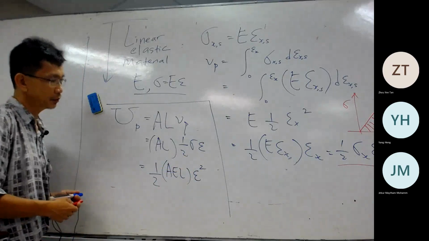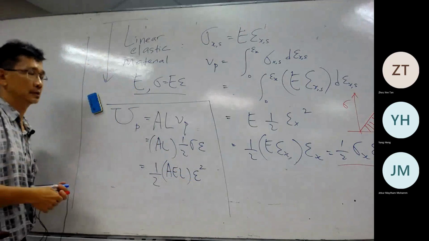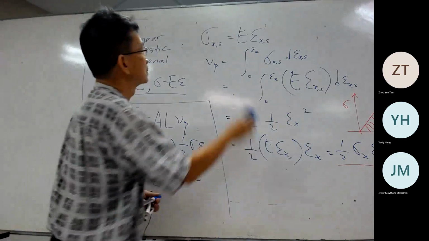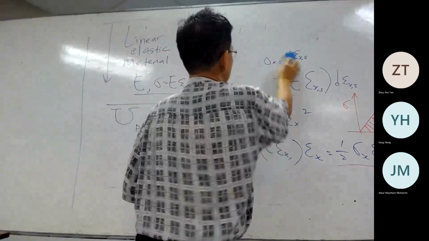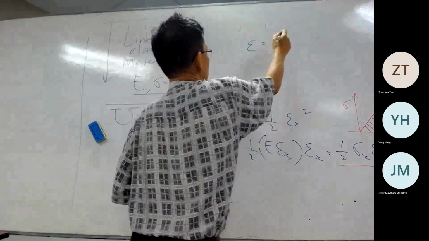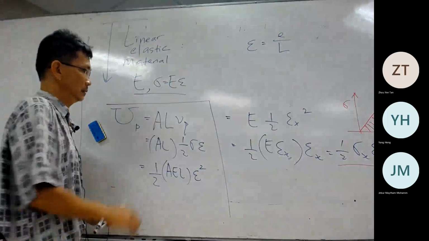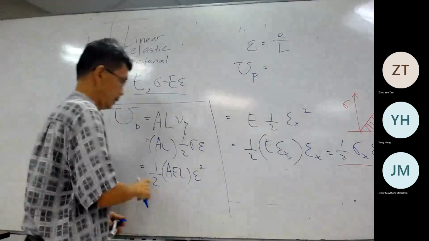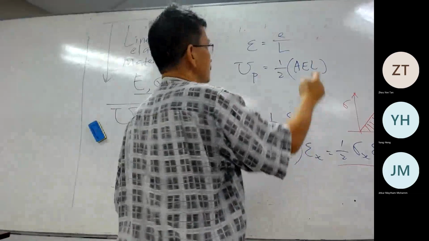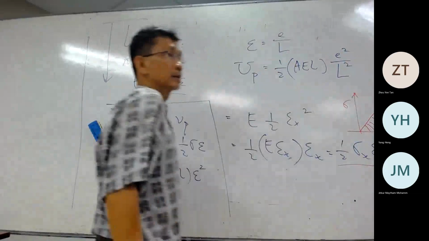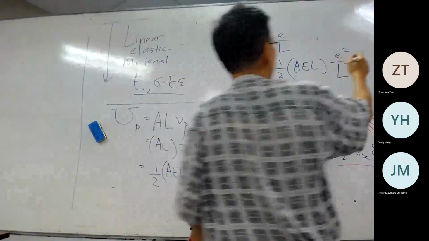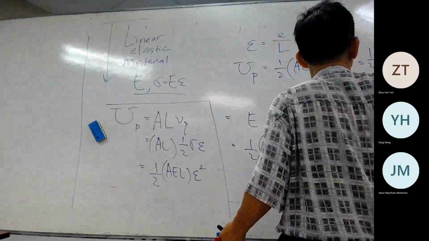Now, if we relate the strain to elongation, strain is equal to elongation delta divided by L. Then the strain energy becomes half AEL multiplied with delta squared over L squared, or it becomes half AE over L delta squared.